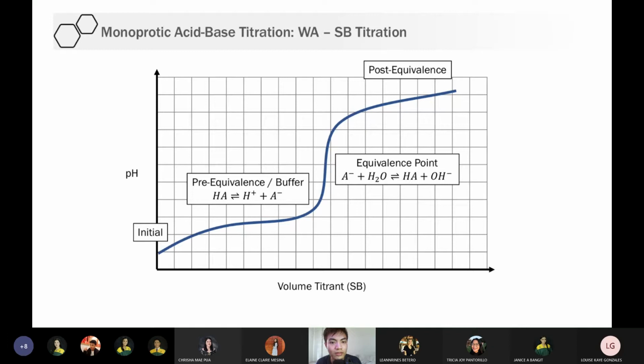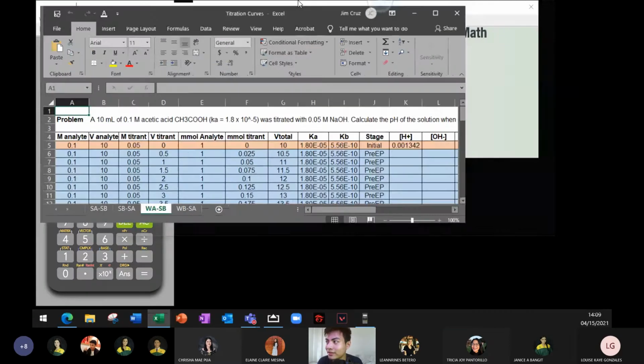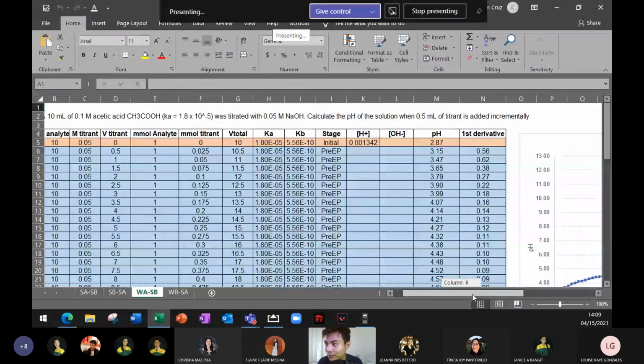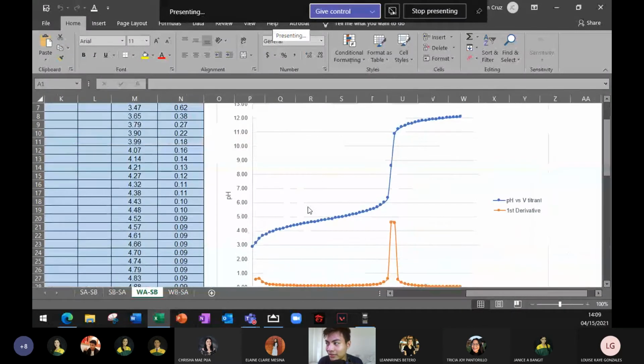Okay? Baka isipin nyo, baka gawa-gawa lang yan ni sir. No. Hindi. Ayan, dito sa Excel, example. Ito, experimental data to. Kapansin nyo, tataas, then suddenly mag-stagnate. Dahan-dahan na siya aakyat. So this is the buffer. And after that, stonks na. Biglang aakyat. So you have the inflection point here and then the post-equivalence point. Hindi joke time yung sinasabi ko na dahan-dahan ang aakyat kasi ito dahan-dahan. Okay?